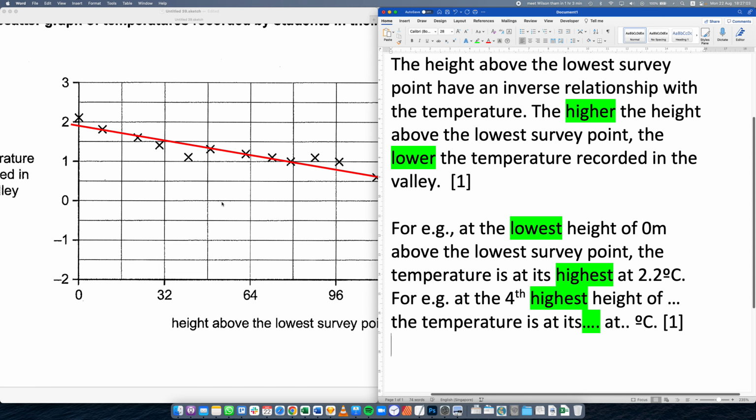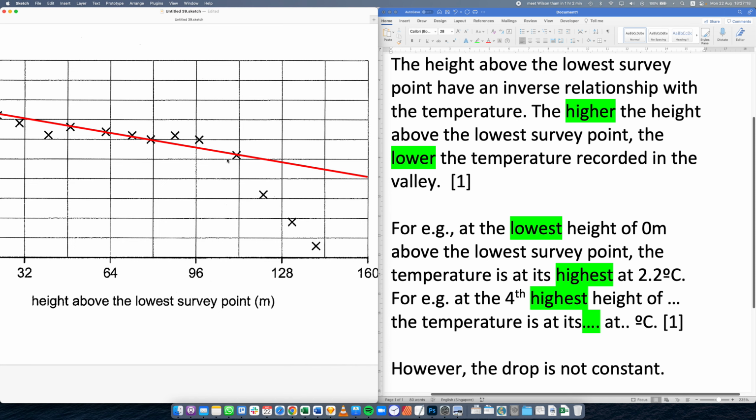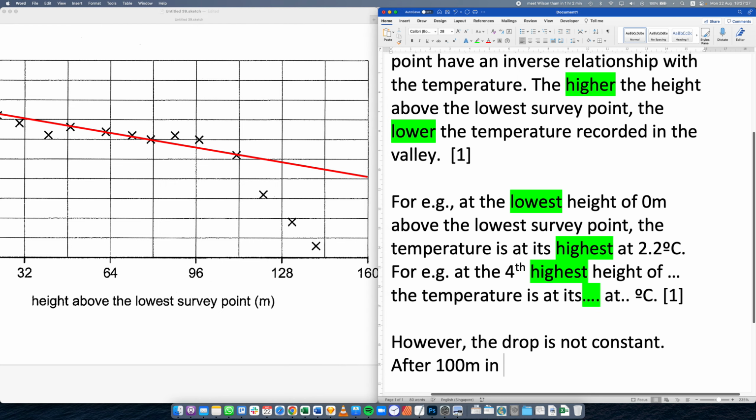Lastly, your anomalies. Okay, as you can see, the decrease is not constant. This one seems to be a bit faster than this one, and this one is a sudden drop. So maybe you can point out, however, the drop is not constant. Maybe you can point out just one set. After 96, maybe about 100 mm in height. So for every increase, after 100 meters above the lower survey point.